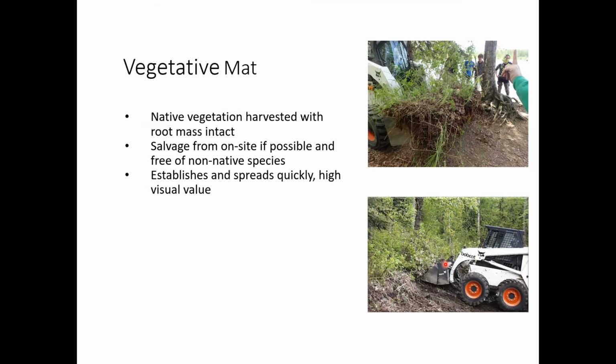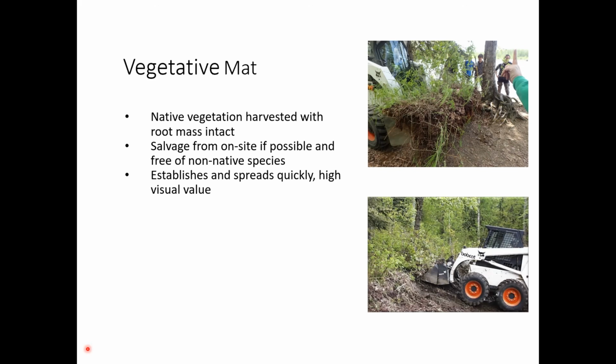And Jess referred often to vegetative mat, but I'd like to share a little bit more information about that particular technique. It's akin to sod, which is common in turf grass establishment. But the key difference for us is that vegetative mat is a harvesting of native vegetation, including root mass and soils, harvested for installation at an alternate location.